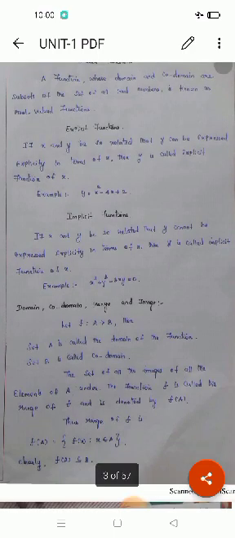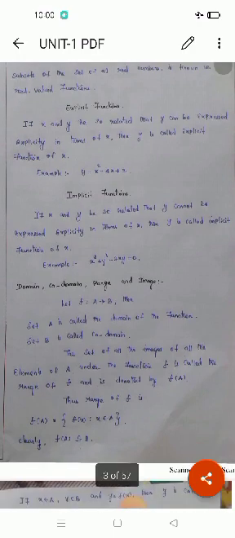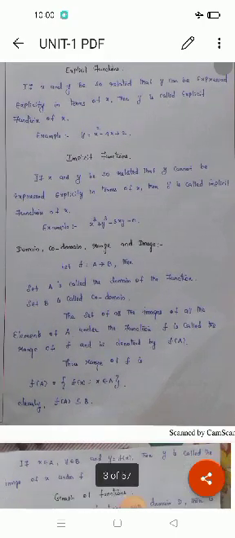The next definition is implicit function. If x and y are related such that y cannot be expressed explicitly in terms of x, then y is called an implicit function of x. For example, x power 3 plus y power 3 minus 3xy equals 0. In this case, y cannot be expressed explicitly in terms of x. That's why this is an example for an implicit function.